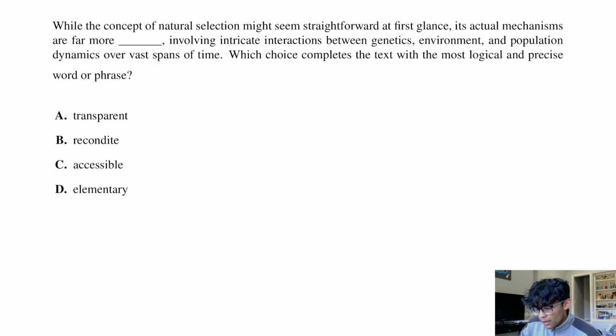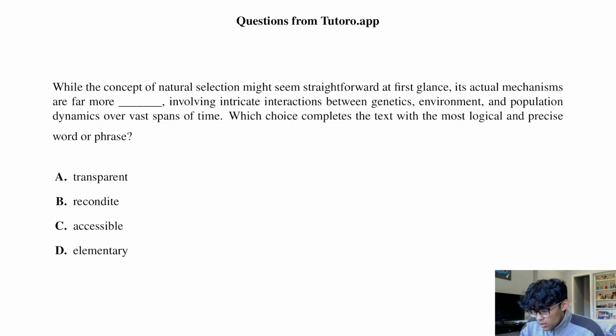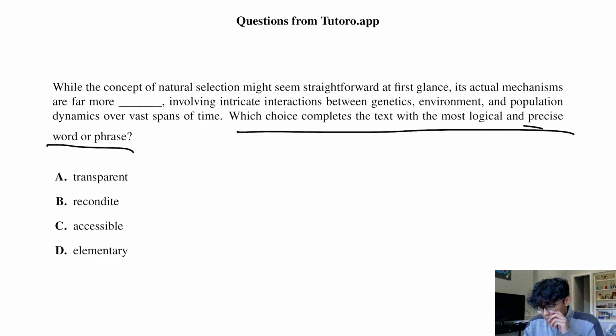So, with that all out of the way, let's get started with question one. While the concept of natural selection might seem straightforward at first glance, its actual mechanisms are far more blank, involving intricate interactions between genetics, environment, and population dynamics over vast spans of time. I'm not going to read this part because that's the general stem attached to each question. We know this is a vocab question, so let's just lock in on that, right? While the concept of natural selection might seem straightforward on the surface, its actual mechanisms are far more blank, involving intricate interactions between genetics.